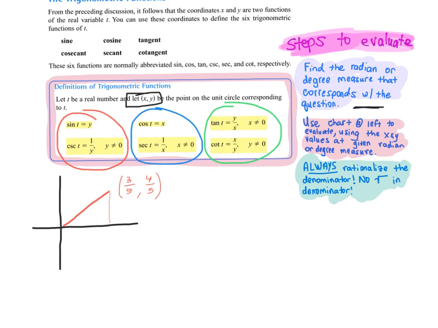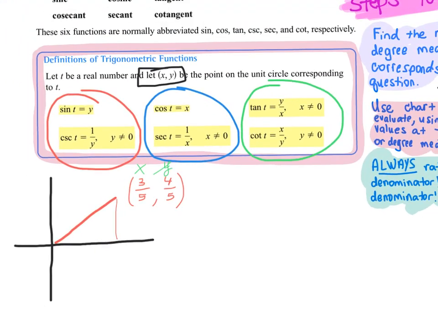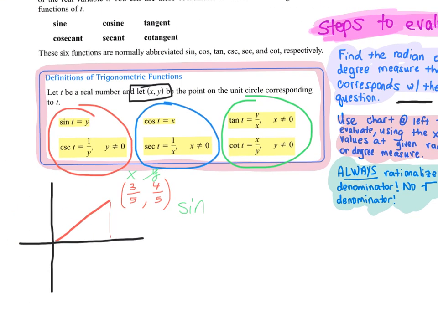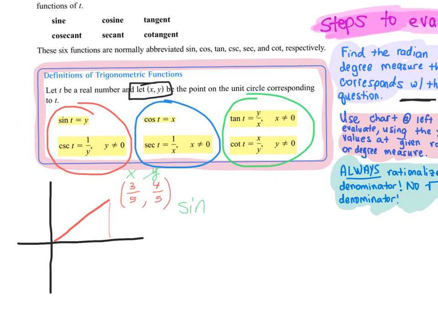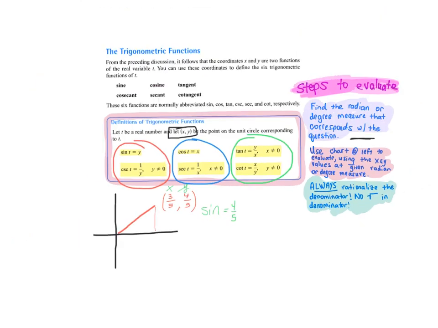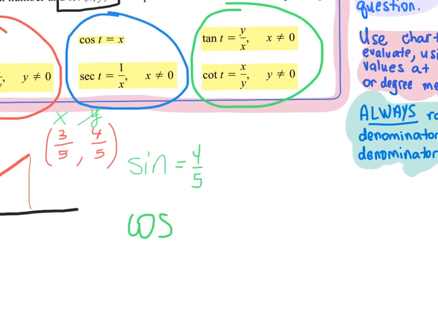So if I'm going to find the 6 trig functions for this first example, just given the point 3 over 5, and 4 over 5. So this is my x value, this is my y value. These are just arbitrary numbers that I picked. So the sine of this angle, well, I look up here, sine is the y value. So the sine of this angle would be 4 over 5. Cosine is the x part of our ordered pair, so that would be 3 over 5.